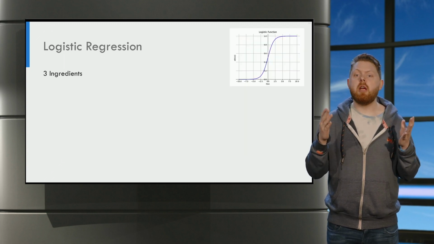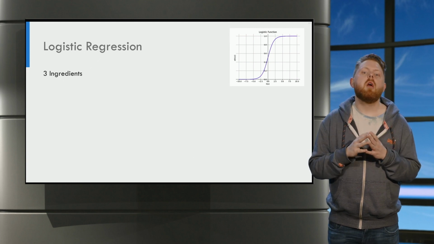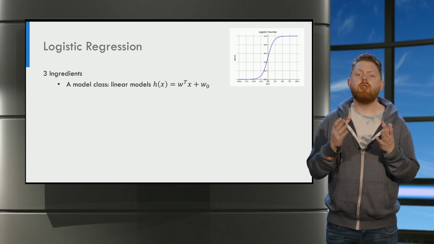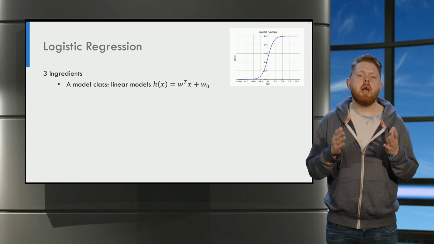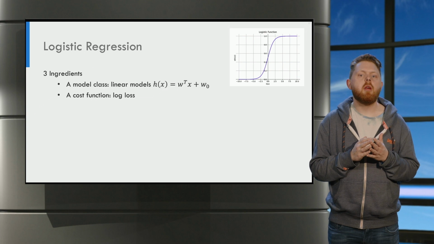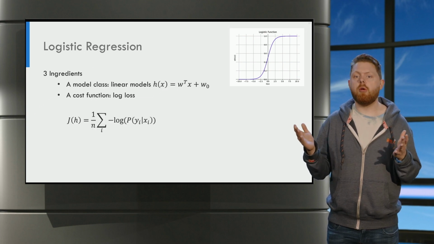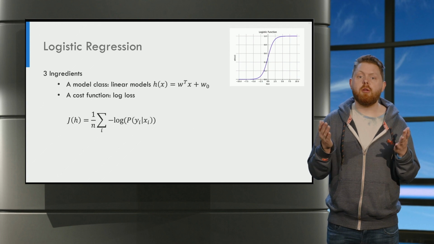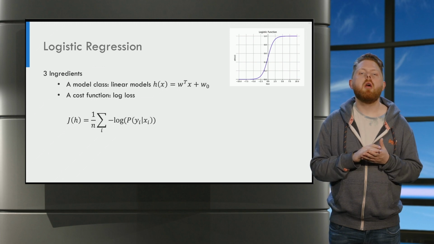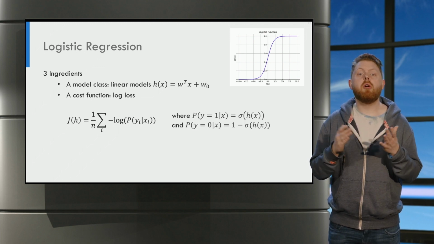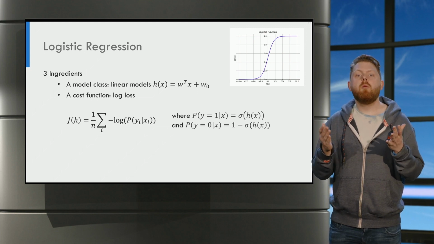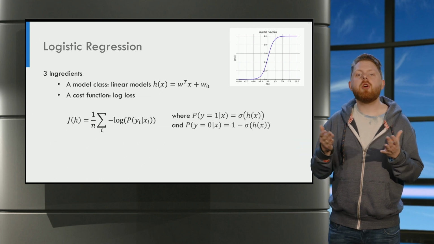Now we have all 3 ingredients for iterative training. The first one is the model class. In logistic regression, we use a linear model. As a cost function, we use the sum of the log loss over the training set. This is the sum of the log losses. Note that the cost function J depends on the parameters of the linear model, because the posterior probability comes from the linear model. Depending on the observed label, we plug in the right probability for each object in the sum.